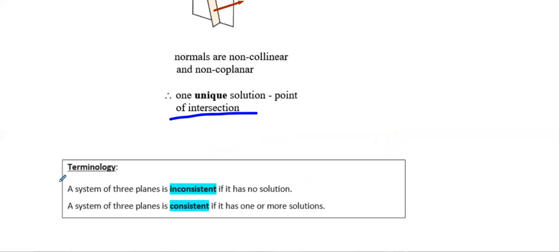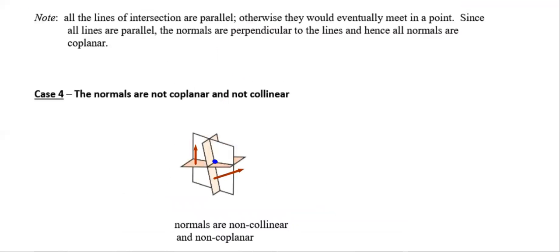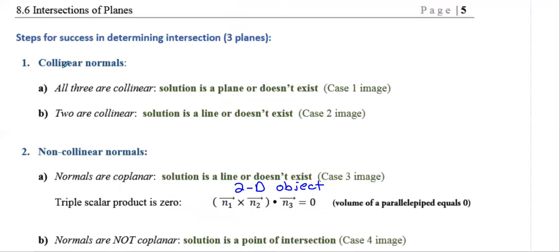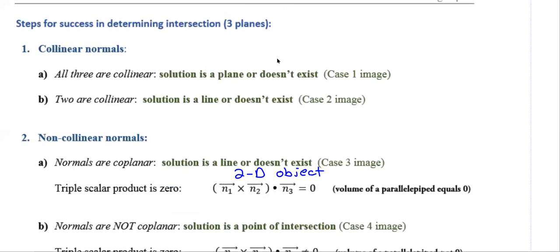All right. And some interesting language comes along with this. So a system of three planes is either inconsistent if there's no solution, or it's consistent if it has one or more solutions. So one solution could be a point, more solutions could be a line or plane. Okay, so a lot of different language here. So we're going to run through some examples. And these are some steps for success in terms of working with this.